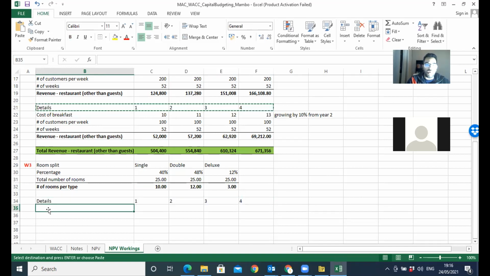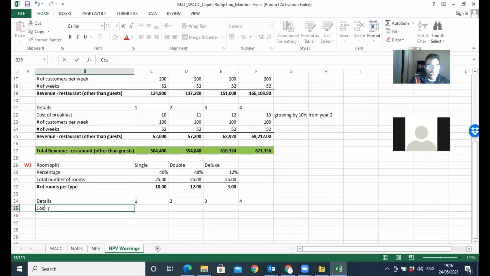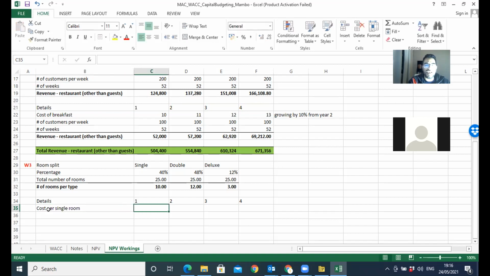So let's start off with single rooms. We just go in that order. Costs per single room. Once again, they gave us the cost. Remember, what is not clear, that is something that you will learn maybe if you do many of your own questions.